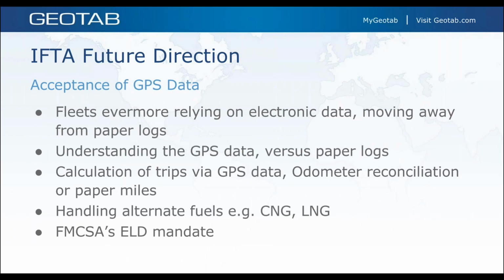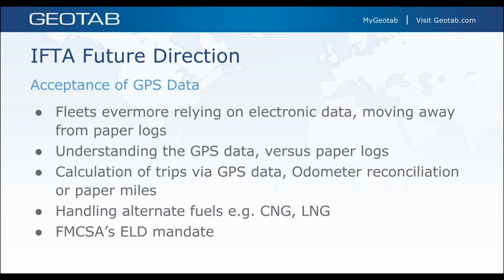So as the prevalence of GPS expands, part of the learning curve is understanding how GPS works, how paper logs were used, and to manage the transition from one to the other. Trips themselves could be calculated either only by GPS data, by reconciling GPS data to the odometer, or by paper miles. Each one has sort of benefits and possible error, and some are considered a little bit more accurate than others, and we'll talk in a bit more detail.